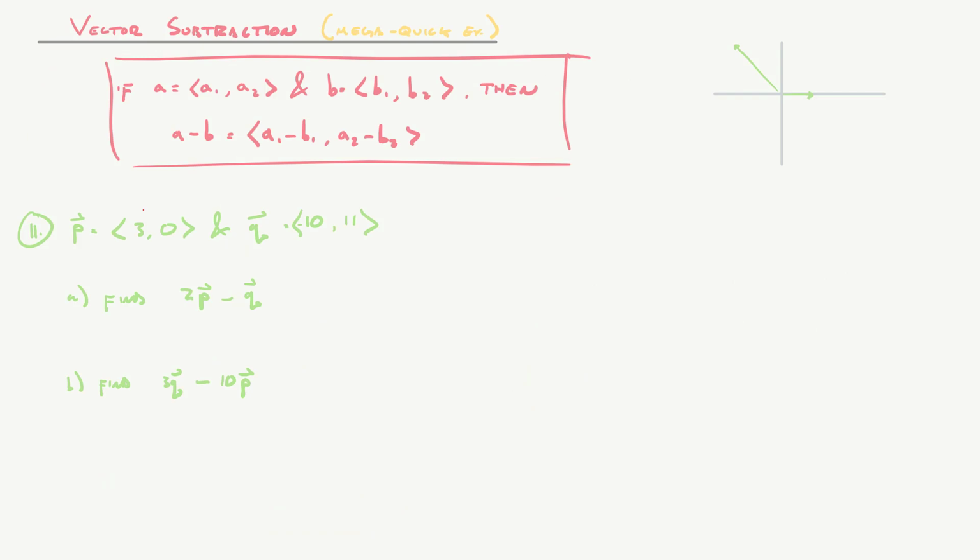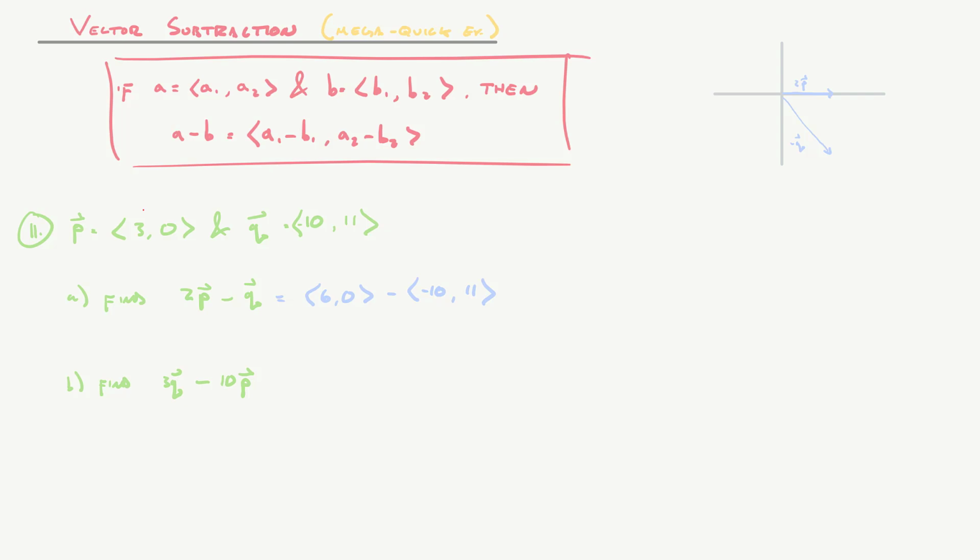So here's another super quick example. Let's say p is the vector 3, 0, q is the vector negative 10, 11. Let's go ahead and find 2 times vector p minus vector q first, and then we're going to go ahead and find 3 times vector q minus 10 times vector p. So I threw in some scalar multiplication stuff to make it a little bit more interesting.